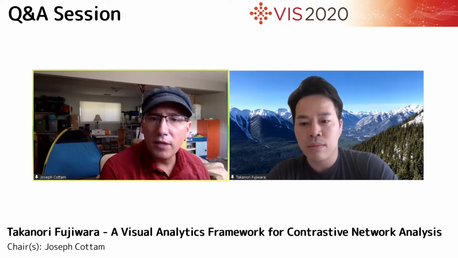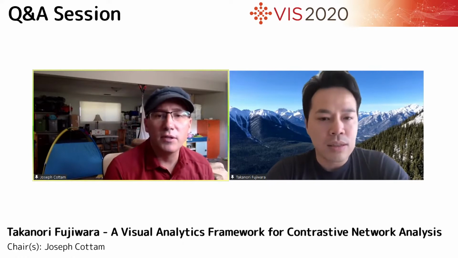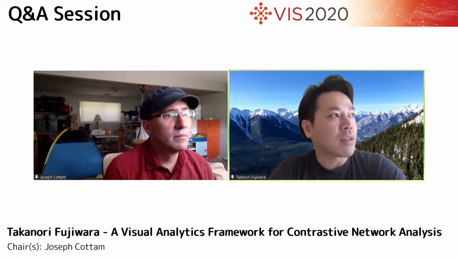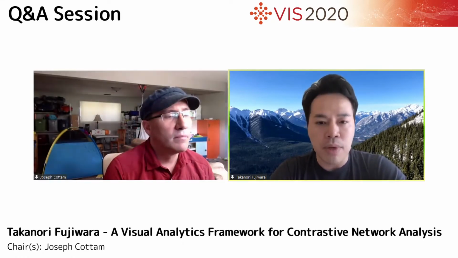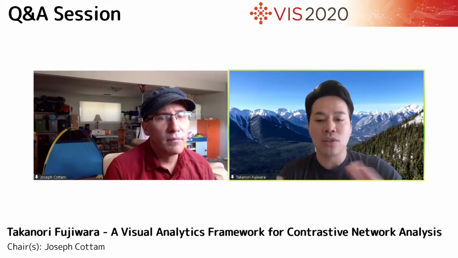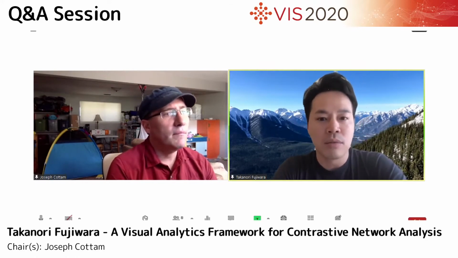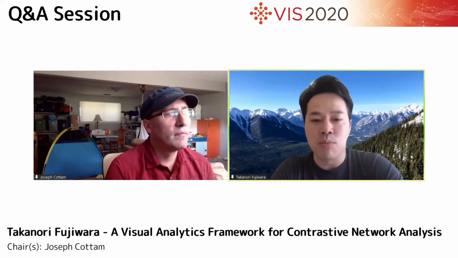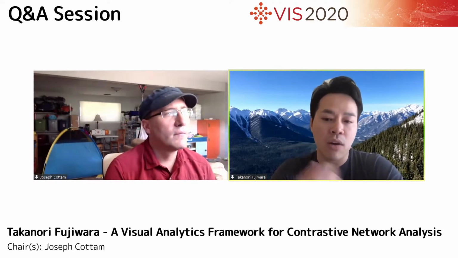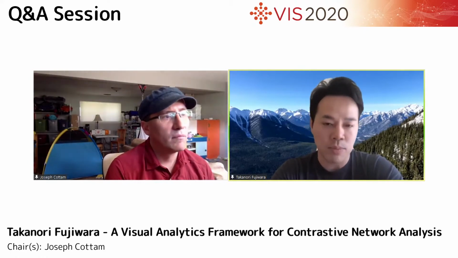Did you test this method on graphs where there was a one-to-one correspondence between the nodes? Yes, but I didn't include the result in the paper. For example, I tested with two brain networks, which have the same regions, so we can compare them together. But I wanted to emphasize the strength that we can compare graphs which don't have node correspondence with each other.